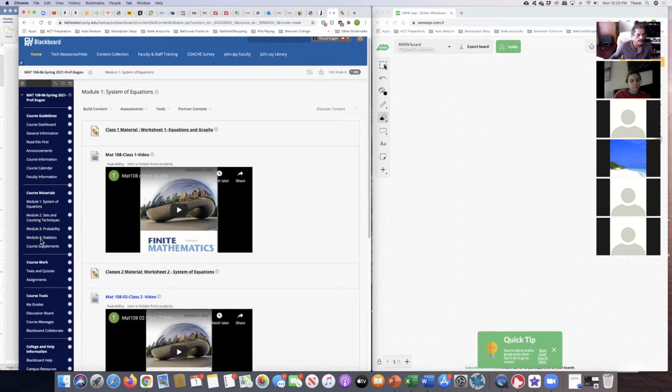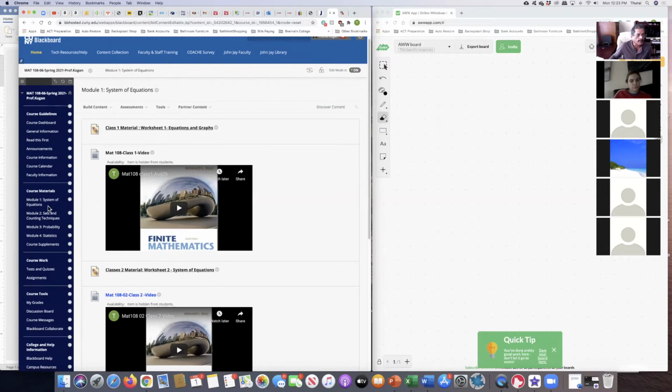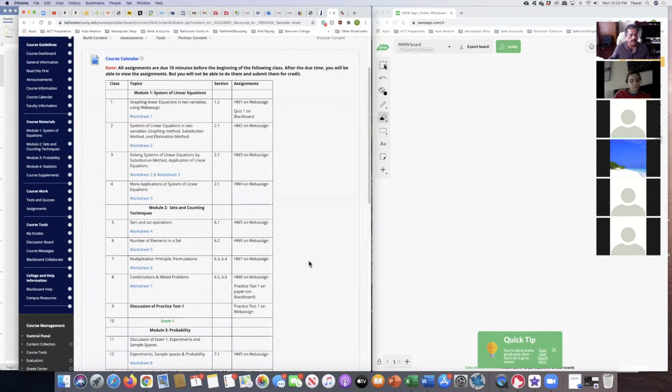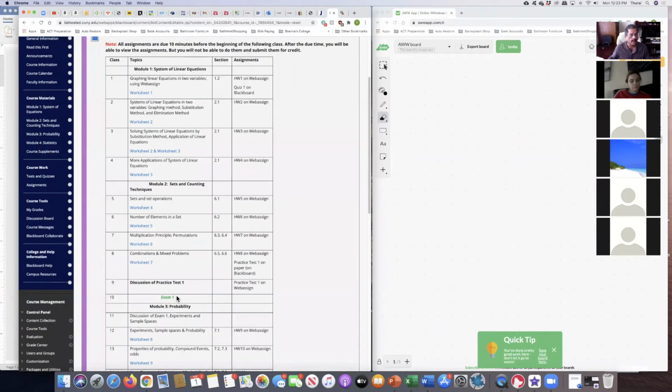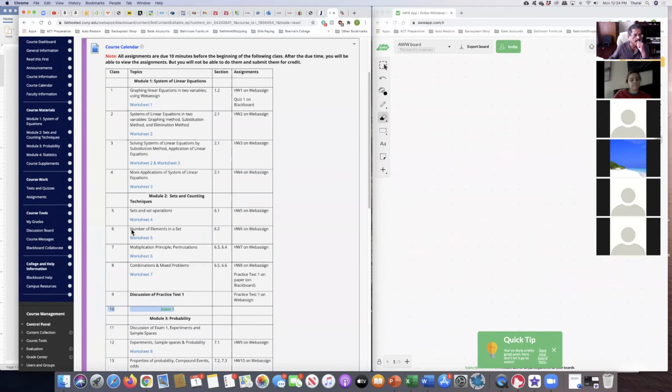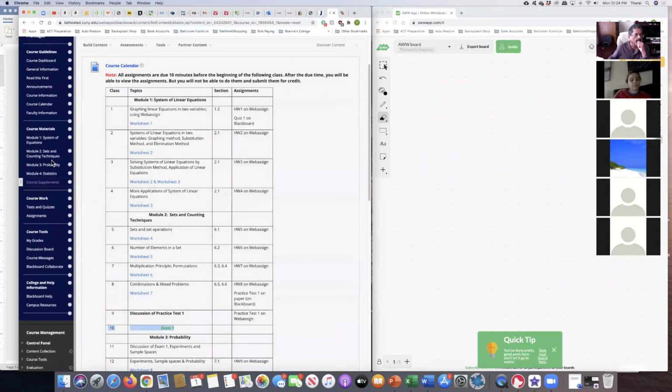There are 4 modules, and after module 1 and 2, there will be the first test. After module 3, there will be the second test. All that schedule is posted in the course calendar. You can see when test 1 will be. Test 1 is right there, class 10. And then test 2, all the information is right there.